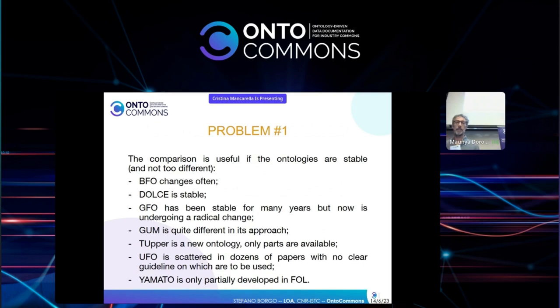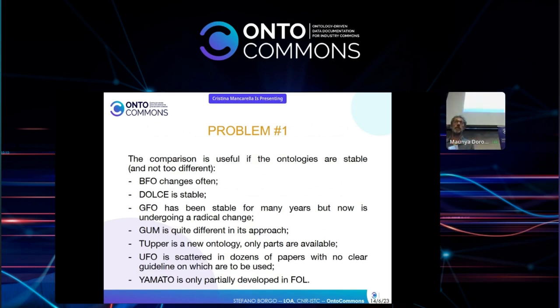So BFO, in terms of logical theory, has changed a lot over the years. We even had a problem making the DOLCE-BFO comparison during the OntoCommons project, because we didn't know which version to use. So this is something that, to be informative, a comparison has to address. DOLCE is very stable, meaning that we always refer to the version of 2002, officially stated in 2003, even though if you change the logic language, of course the axiomatization changes, but that's a different problem.